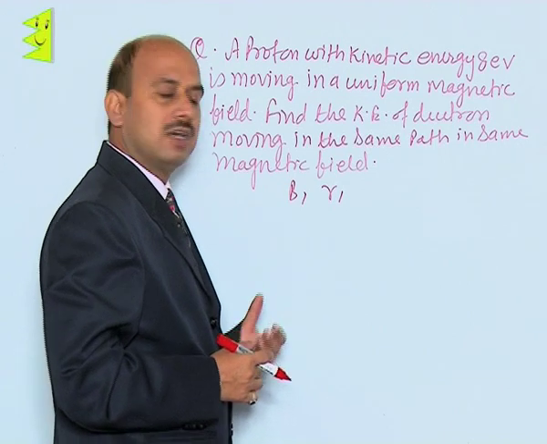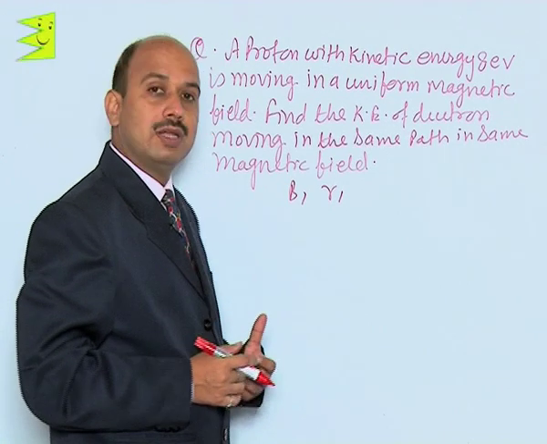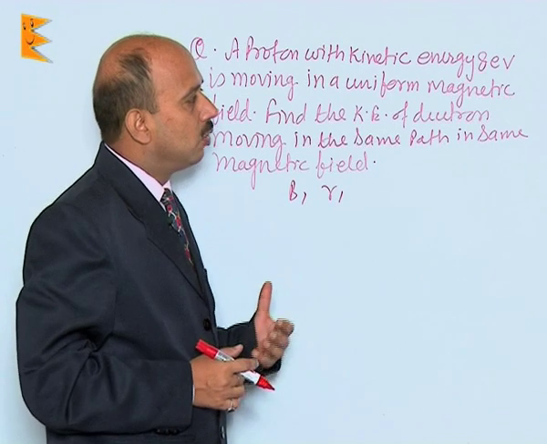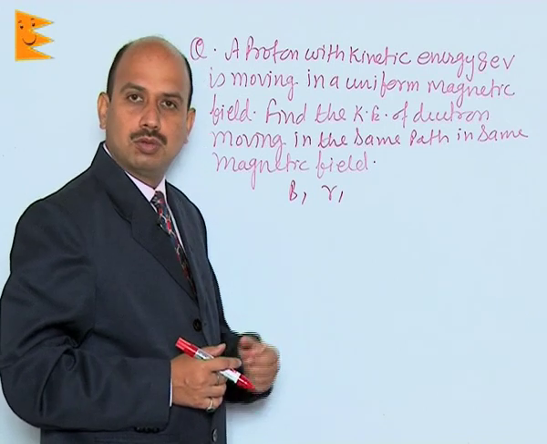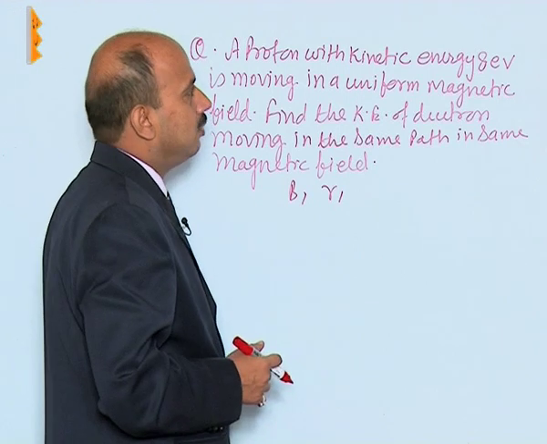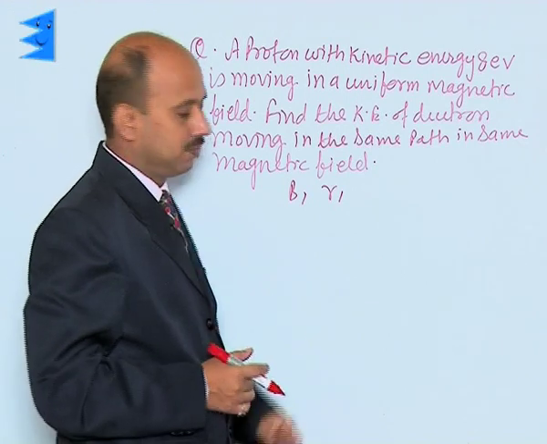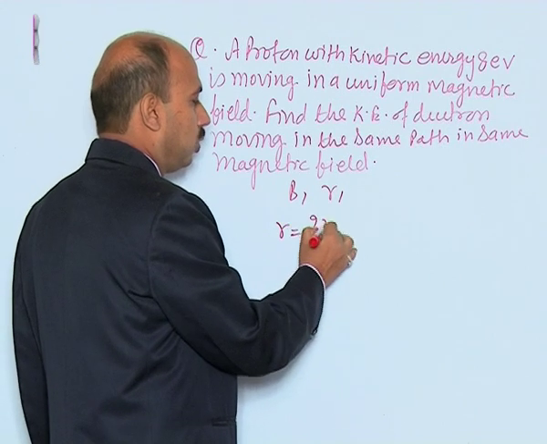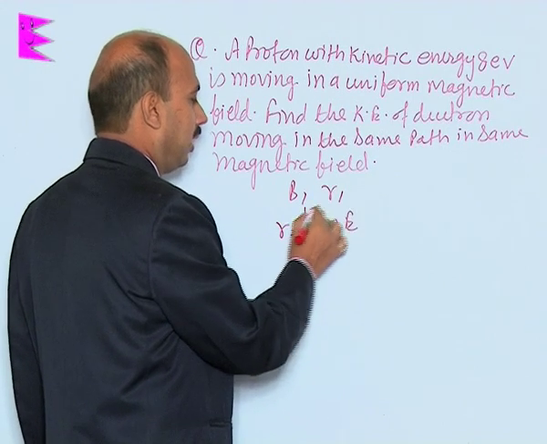the charge of the deuteron and the charge of the proton is same, but the masses are different. Deuteron has got the mass double that of the proton. So, let us see here what is the relation between kinetic energy and mass. So, we can write R is equal to root 2 m E divided by q B.